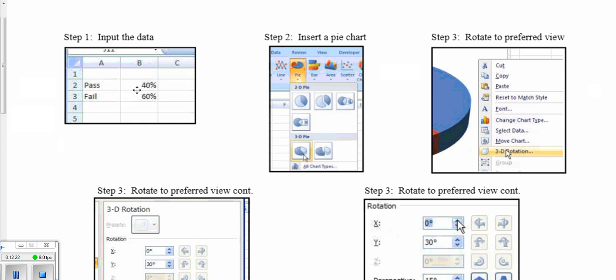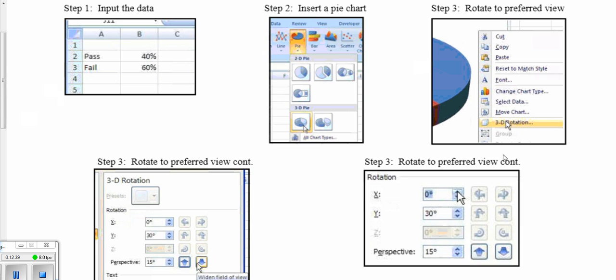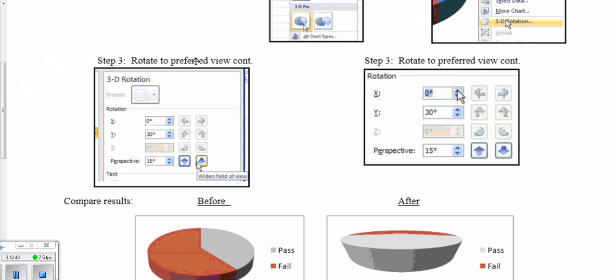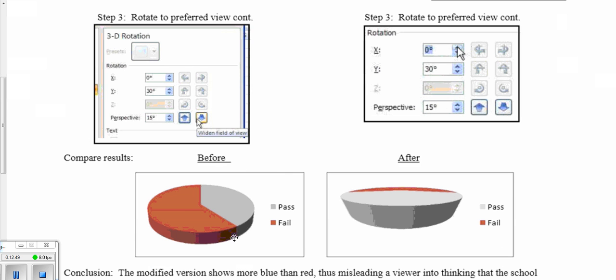So, all we'd have to do in Microsoft Excel is set up our data, passing only 40%, failing 60%. We would go to the top and insert a pie chart, and we'd make it three-dimensional. So you just have to click on the options and make it a 3D rotational. Step 3, we would rotate it to our preferred content. Here you can see that normally it looks pretty obvious that more people were failing than were passing.